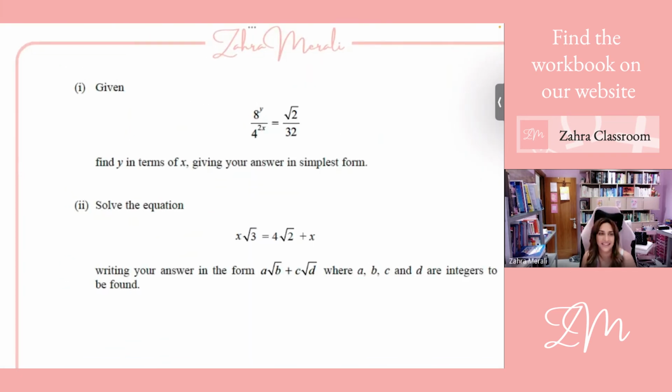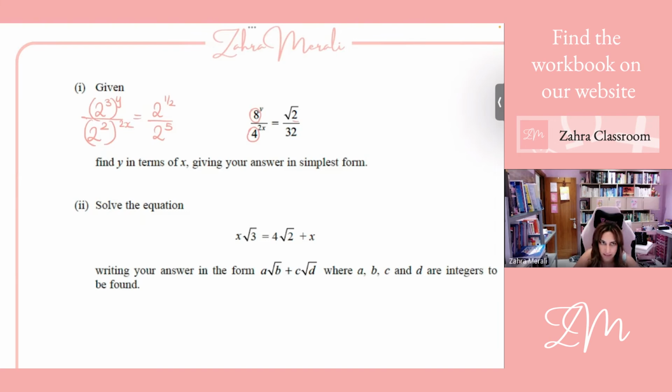Right, next one. You've got find y in terms of x. So again, you're trying to make everything to the same power. So you look for your smallest number, which is 2. So we're going to write 8 as a power of 2, so we've got 2 cubed. We're going to write 4 as a power of 2, so 2 squared. Root 2 as a power of 2, so that's 2 to the power of a half. 32 as the power of 2, so 2 to the 5.